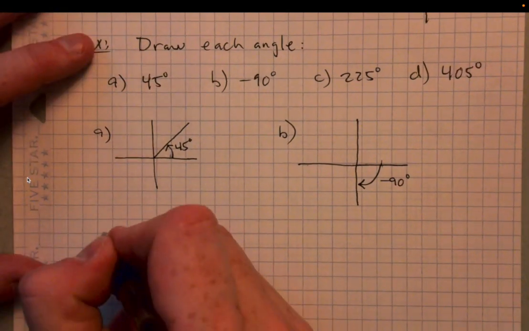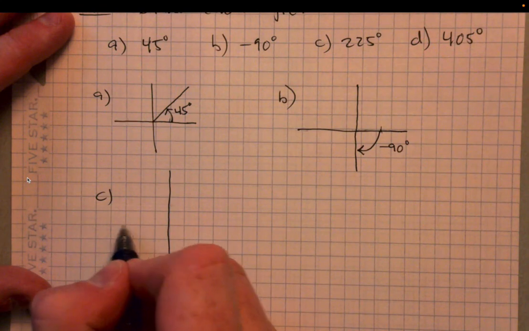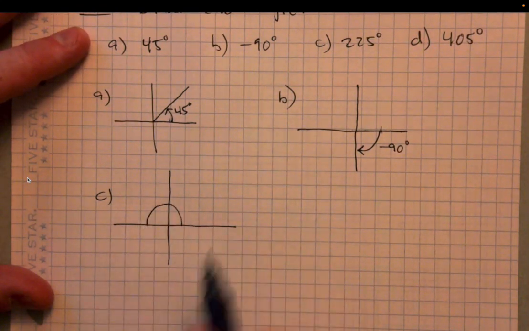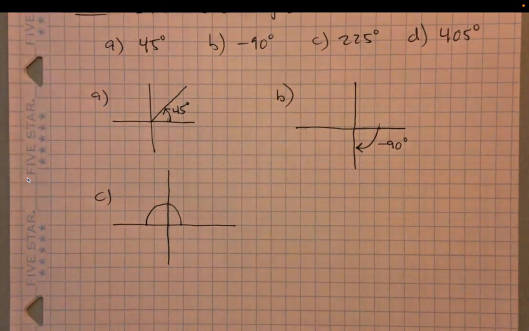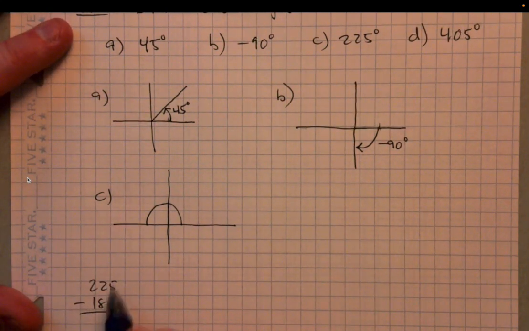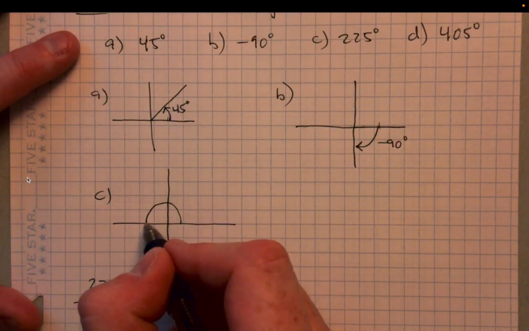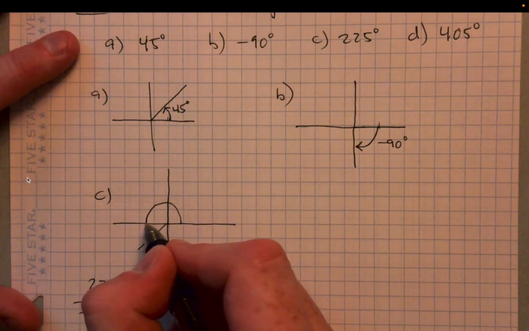For C, 225 degrees. Let's think about this. We know from here to here is 180 degrees. You could just do a little side calculation: 225 minus 180, and you'll see that that's 45. So I need to go 45 degrees more, which would be halfway through this next quadrant. So it'd look like this.